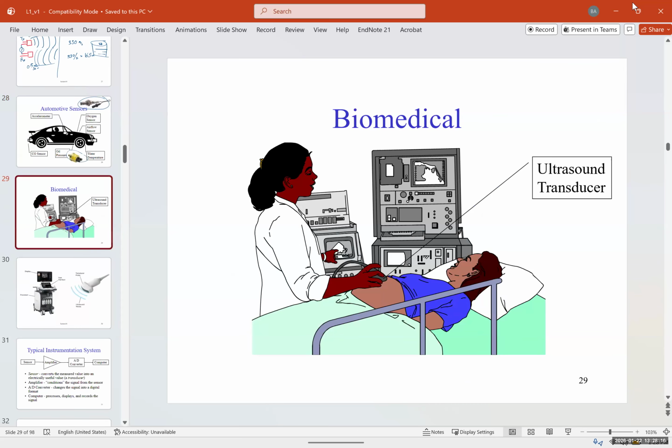Another type of sensor is the biomedical sensors. This is an example of an ultrasound transducer. It uses principles of sound again, and you've seen this a lot. Again, it has a transmitter and a receiver. Part of my PhD actually was biomedical signals. I worked with EKG, or what we call here in the US ECG, electrocardiogram, that measures the difference in electrical pulses from the heart.